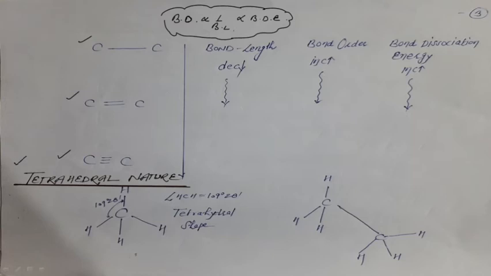Tetrahedral nature: each carbon has four bonds. If four single bonds are there, then they show the tetrahedral shape or structure. In this, each H-C-H bond angle is 109 degrees 28 minutes, and that angle we call tetrahedral.